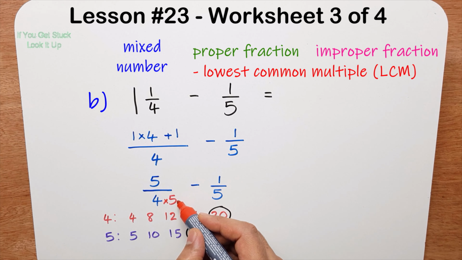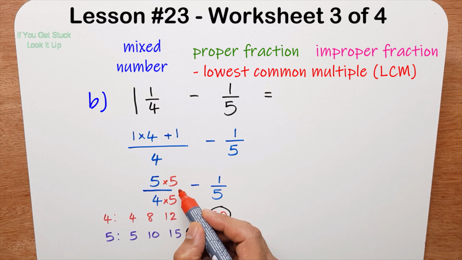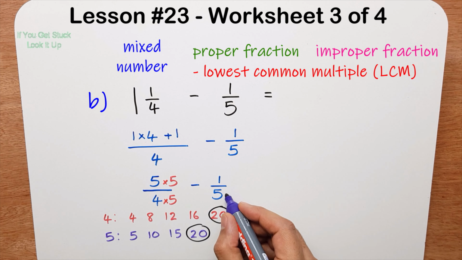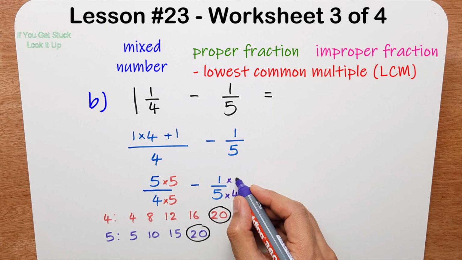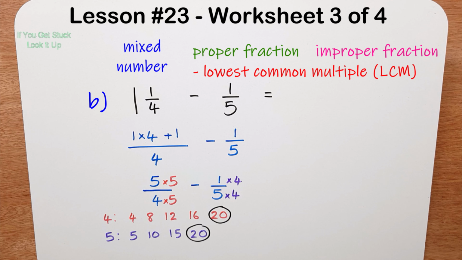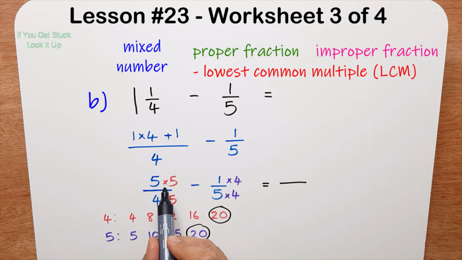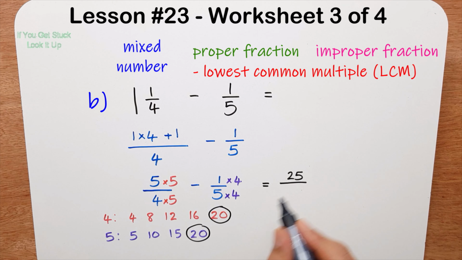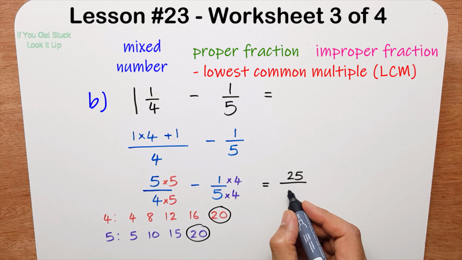Whatever I do to the bottom number, I do to the top number. So I multiply the top number by 5. I need to turn this 5 into a 20, so I multiply the 5 by 4, and whatever I do to the bottom number, I do to the top number. So I'm going to look at this fraction first. Put my fraction line down. 5 times 5 is 25. 4 times 5 is 20.